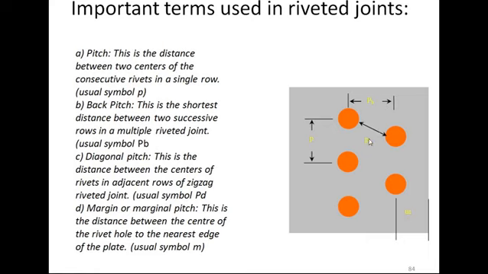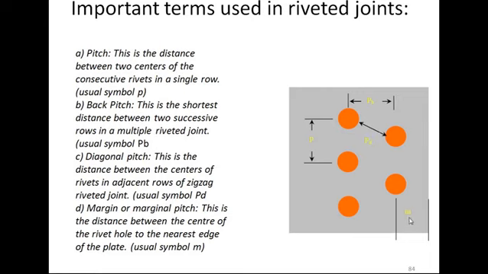The next term is PD. This PD is the diagonal pitch. This is the distance between the centers of rivets in adjacent rows of a zigzag riveted joint. So when there are zigzag rivets, the distance between the adjacent rivets of the two rows, from this rivet to this rivet, is called PD.